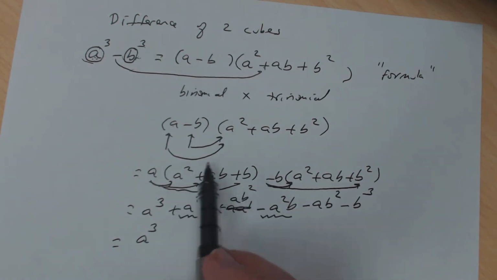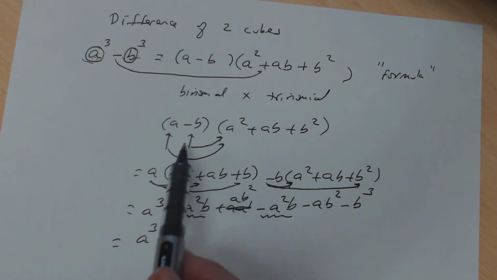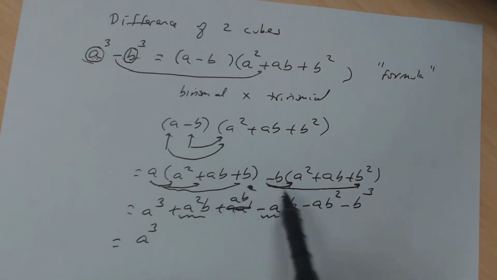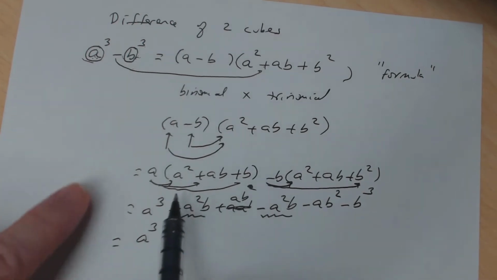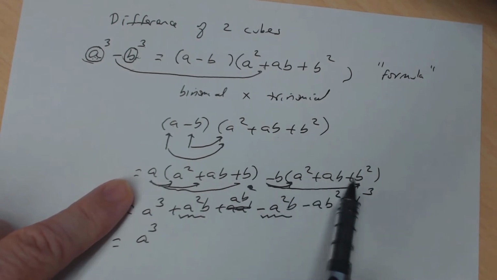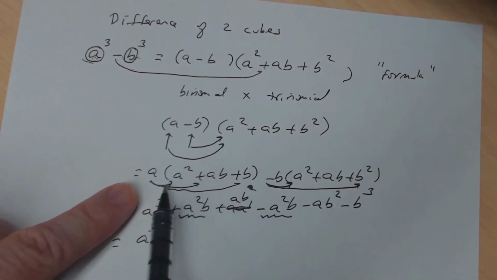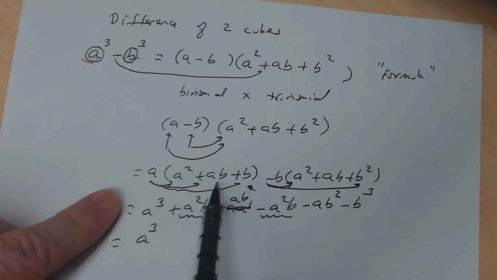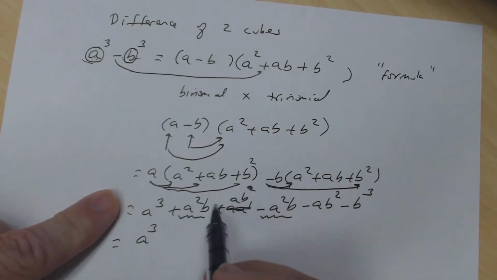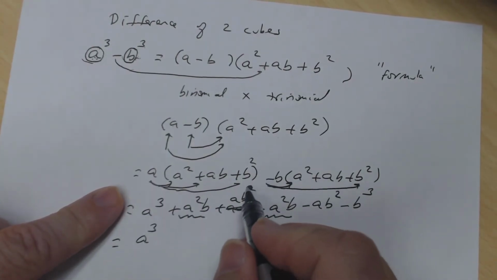Let's see, I did something wrong. Let me see where I messed up. A times, okay, that's ab, that's correct. And then minus b. All right, let's figure this out. Let me make sure I wrote this correctly each time: a squared plus ab plus b squared. A times a squared is a cubed. This is a squared. Oops. Okay, right here, I forgot the b. This is b squared. So a times b squared is ab squared.